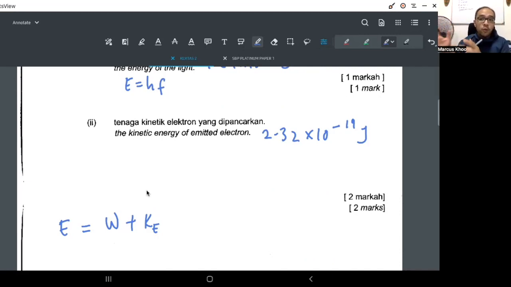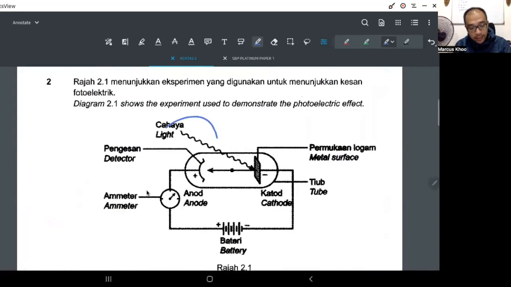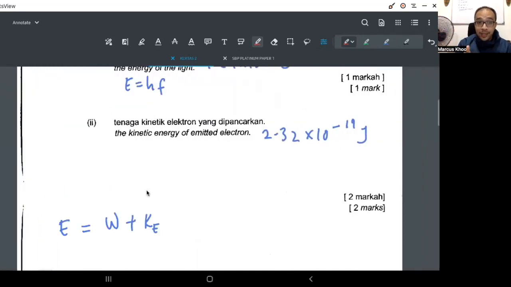But the work function and the kinetic energy, when you add together, must equal the amount of energy that is provided by the light ray that is shining. So E, and then some of it will be gone as work function to release the electron, and the rest of it will be gone as kinetic energy. So visualize this: the light is coming with a certain energy, some of it is used to release the electrons, that's the work function, and the rest of the energy is used to move the electrons as kinetic energy.